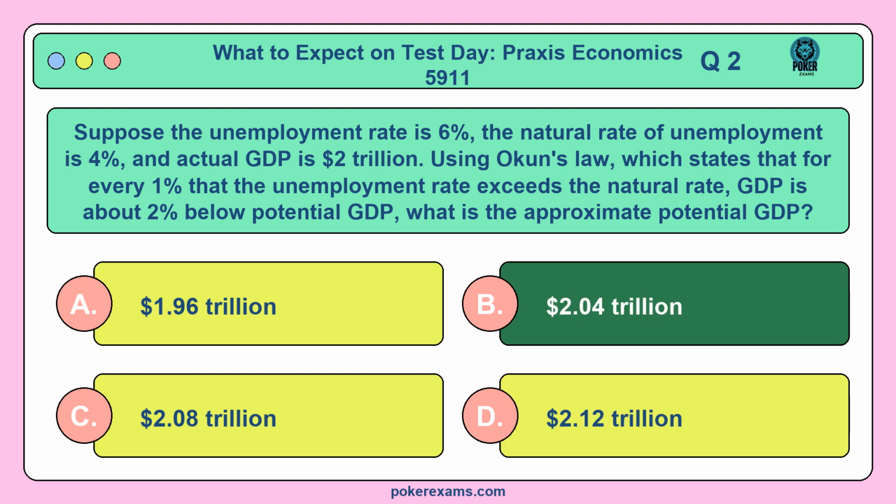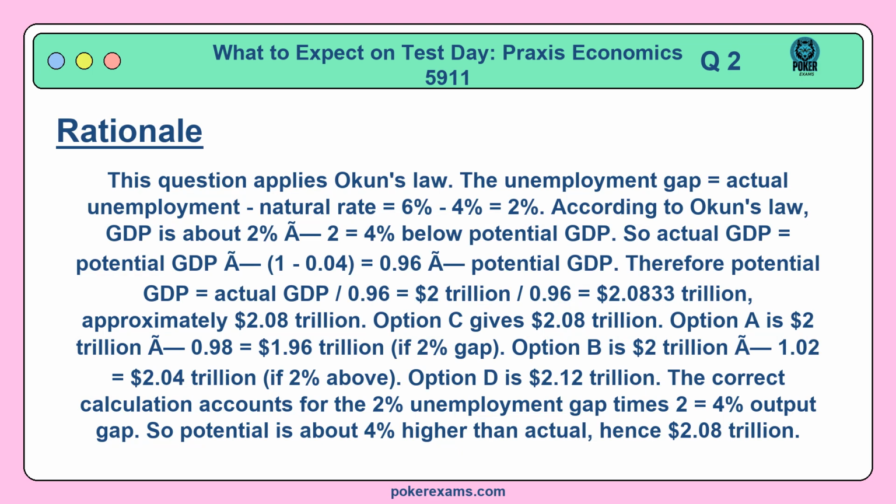The correct answer is B. This question applies Okun's law. The unemployment gap equals actual unemployment minus natural rate, equals 6% minus 4% equals 2%. According to Okun's law, GDP is about 2% times 2 equals 4% below potential GDP. So actual GDP equals potential GDP times (1 minus 0.04) equals 0.96 times potential GDP. Therefore, potential GDP equals actual GDP divided by 0.96 equals $2 trillion divided by 0.96 equals $2.0833 trillion, approximately $2.08 trillion.